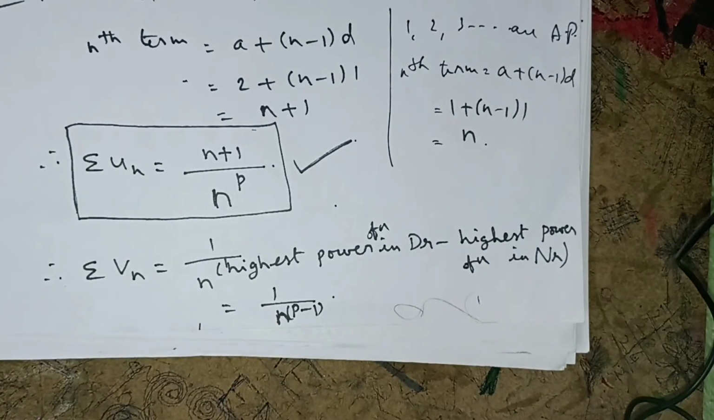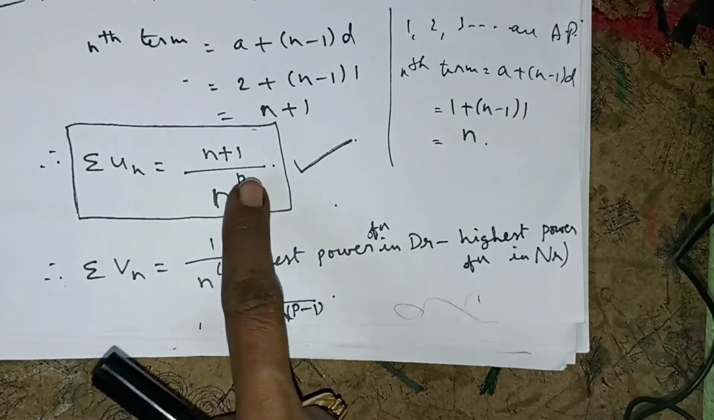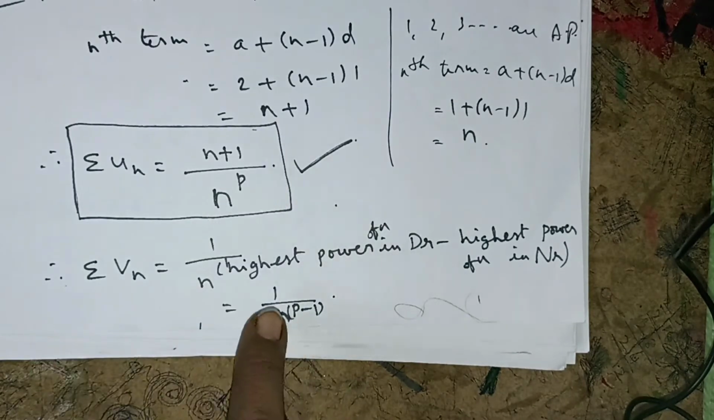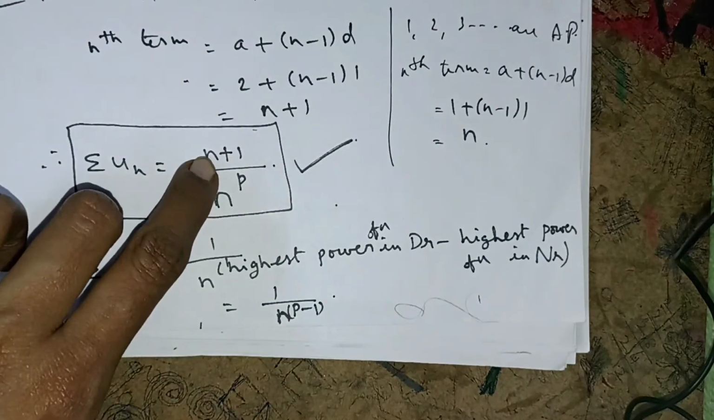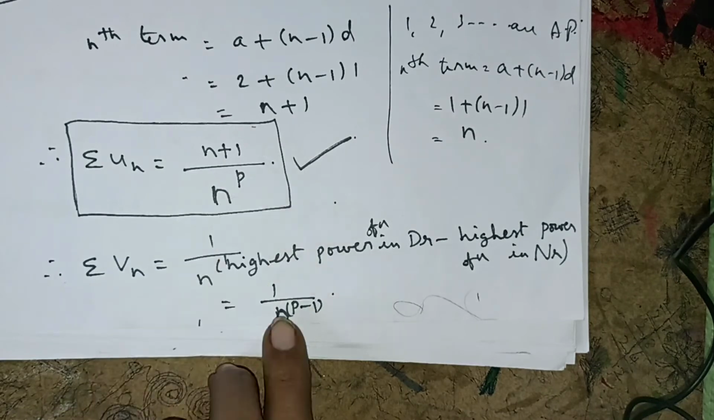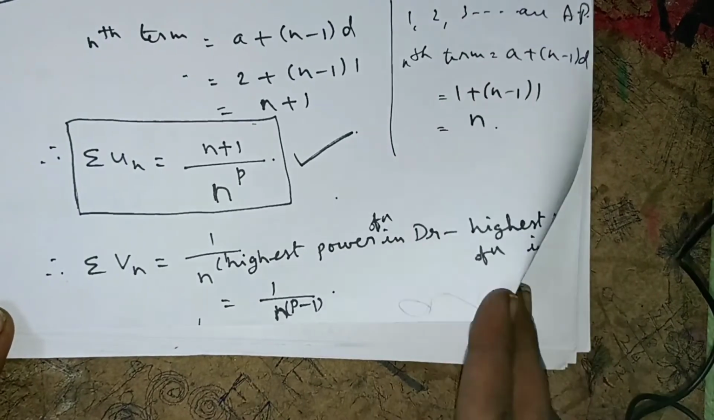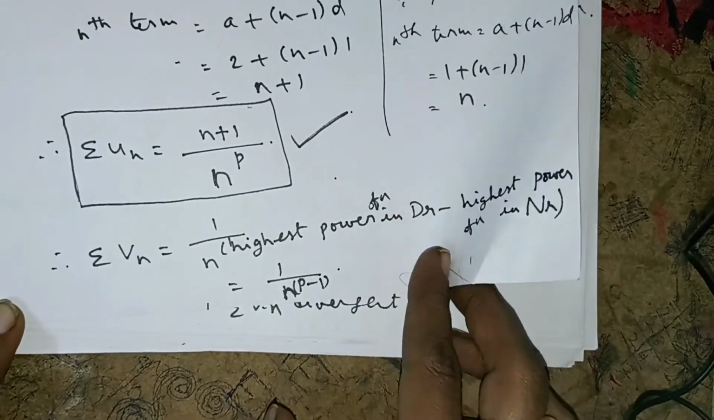The highest power of n in the denominator is p only. In the numerator the highest power of n is 1, since n means n to the power of 1. So n to the power of p in the denominator, 1 in the numerator, gives n to the power of p minus 1. How much have we got for sigma vn? Sigma 1 by n to the power of p minus 1.